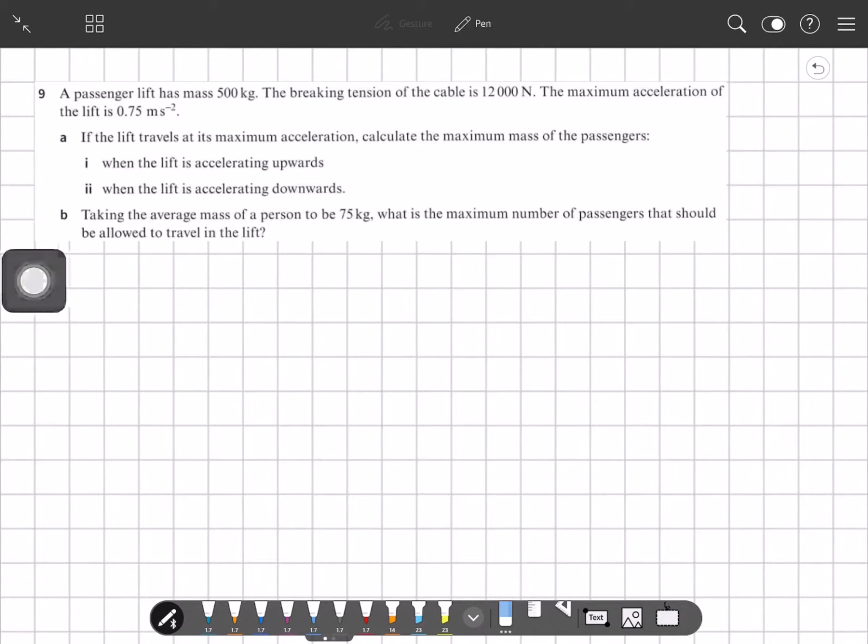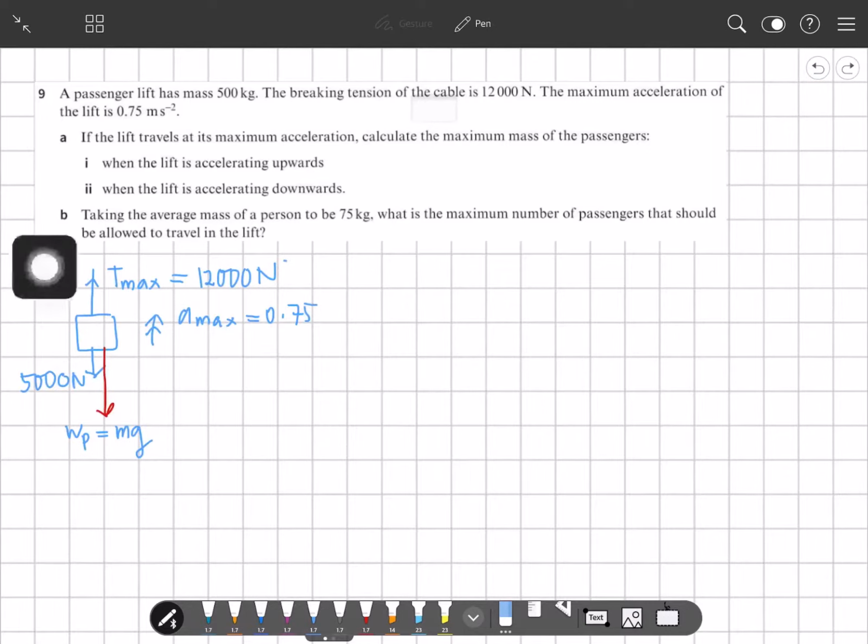Alright, let's take a few minutes to draw a force diagram for this case. You can pause the video. Alright, here we are. Let's check whether you have the correct diagram or not.